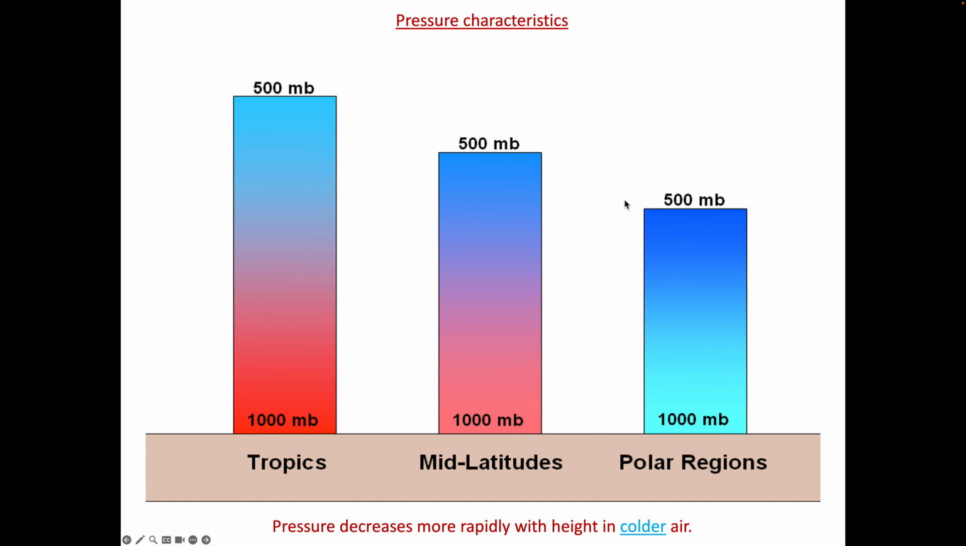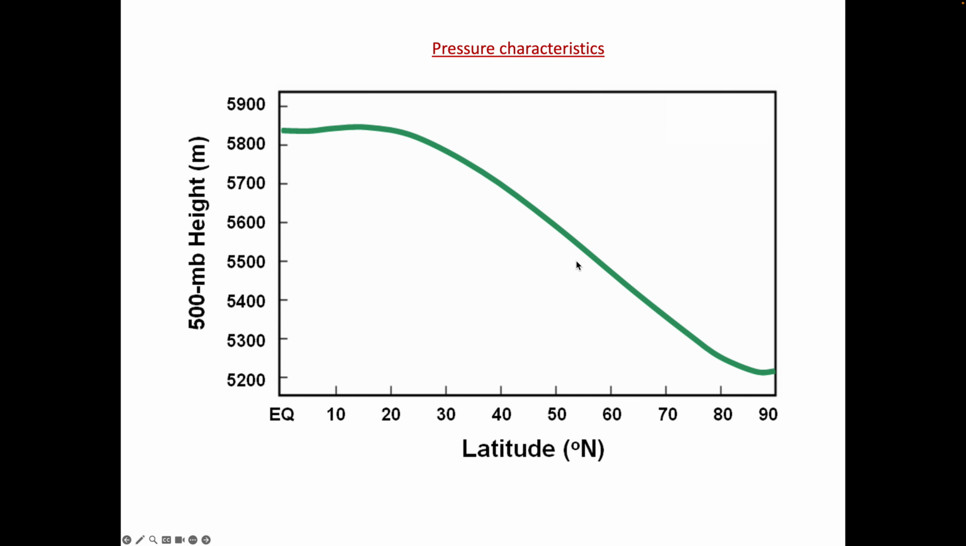We're going to come back to this principle later on in the presentation, and we'll use this to explain why the jet stream is found near the tropopause in the atmosphere. Because pressure decreases more rapidly with height in cold air than in warm air, if we consider just one pressure value, in this case 500 millibars, what we see as a function of latitude is that the height of the 500 millibar level decreases from equator to pole. It decreases on average from about 5,850 meters all the way down to about 5,300 meters by the time you get to just about the North Pole.